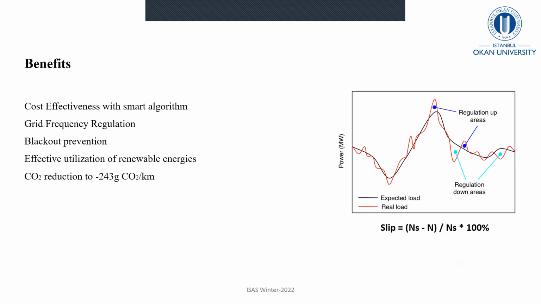Okay, so coming to the benefits of V2G, it's cost effectiveness. In this paper, we provide a smart algorithm which makes the consumer of a car return his stored supply back to the grid at the time when the cost is higher. For example, he purchased electricity in the early morning at 5 liras, and at night it goes to 12 liras in the peak hours.